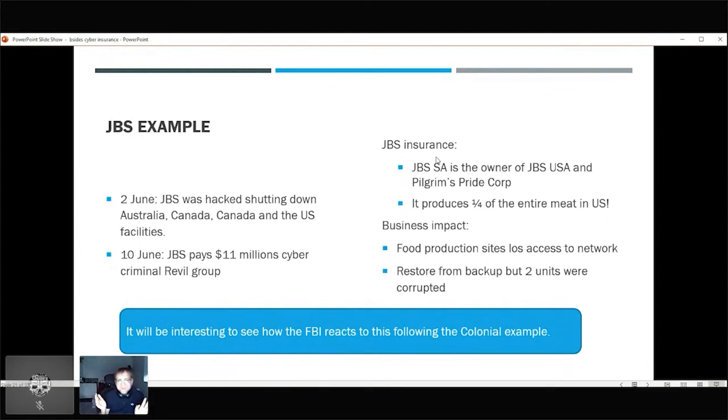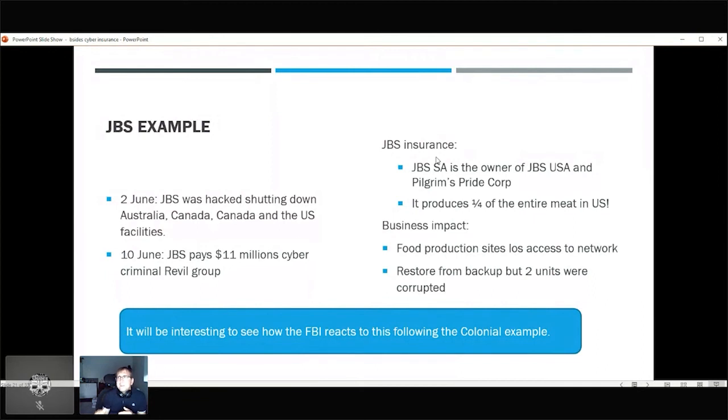I don't know what is going to happen. Is the FBI going to try to do the same thing? Maybe, I'm not sure, maybe the criminals are moving already. I can't find any information about the cyber insurance, so I don't know what kind of insurance policy they have and if the insurance paid, but they did manage to restore from their backup.